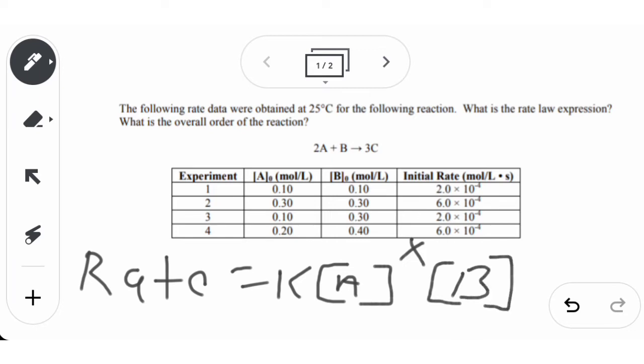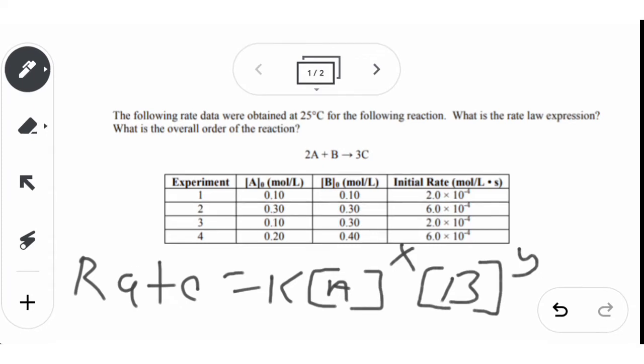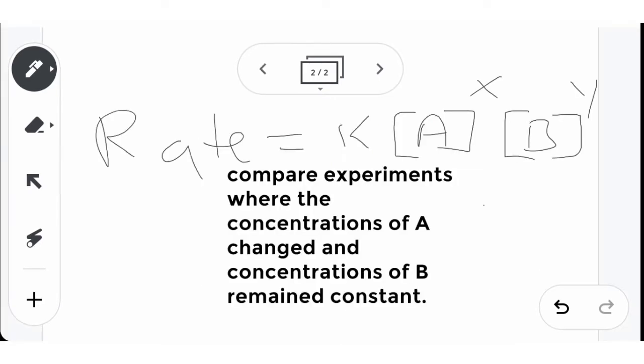Then we raise this to the power Y. So we have two reactants A and B, and we expect these to be in the expression. After writing the general form of the rate expression, we need to determine the value of X and Y. We have the general form of the expression. We need to find now the value of X and Y.